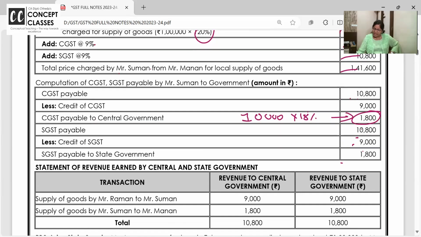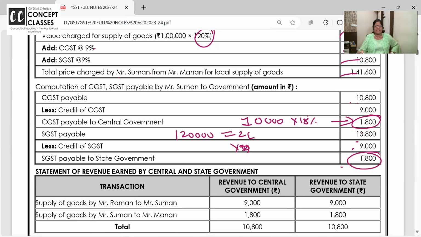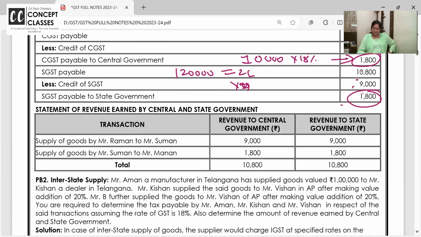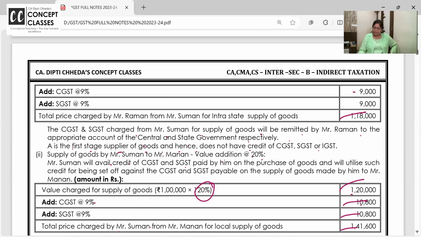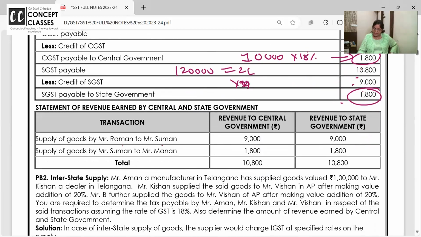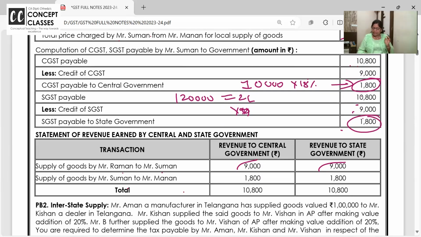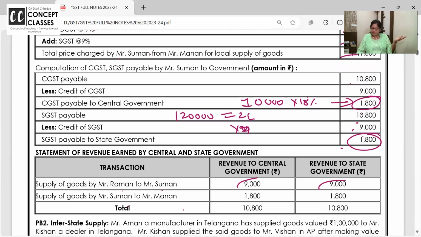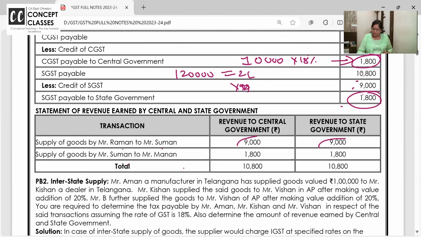So what is the final tax which is going to government on the value addition? Again say they are to closing here, but this 120 is again sold for 2 lakh. So 2 lakh pay 9% CGST, 9% SGST, and the story goes on. Now, Raman to Suman. When Raman has sold to Suman, how much CGST is collected and paid to central government? 9,000. 9,000 to state government. When Suman has sold to Manan, already 9,000 he has paid. How much he is paying to government?